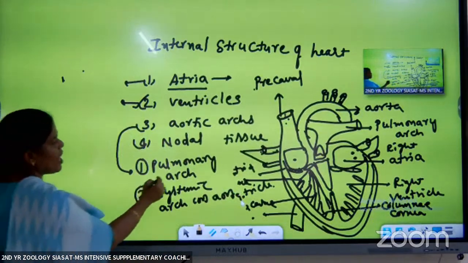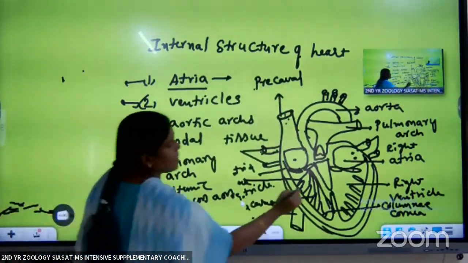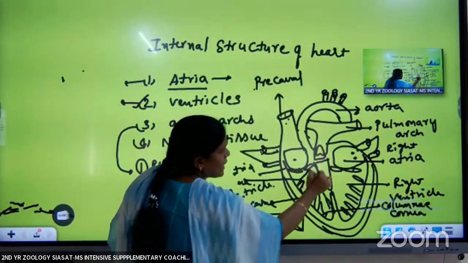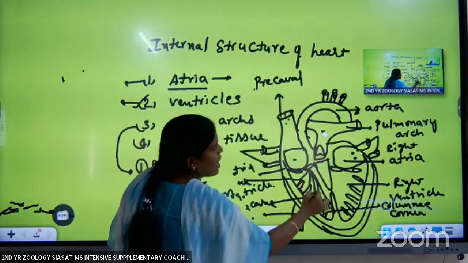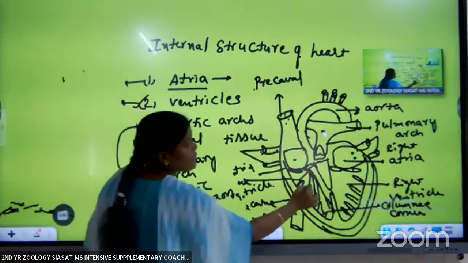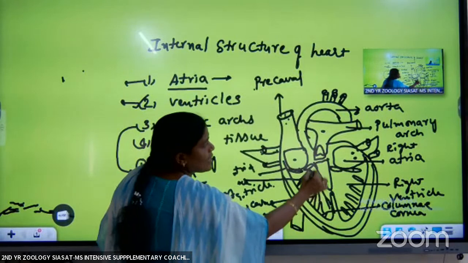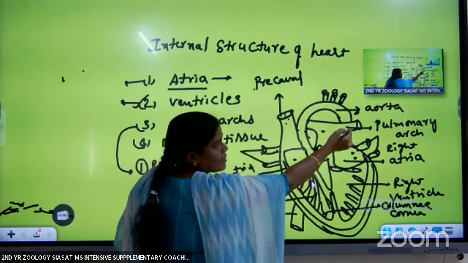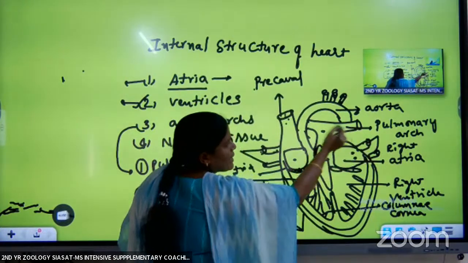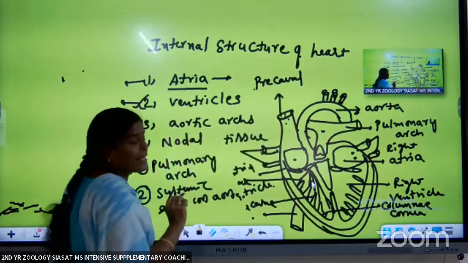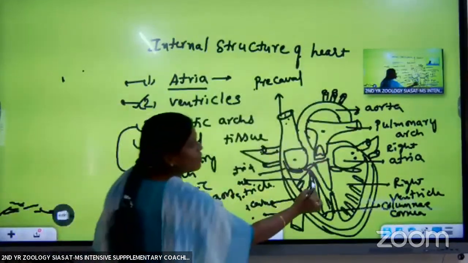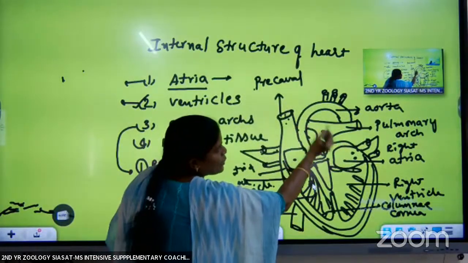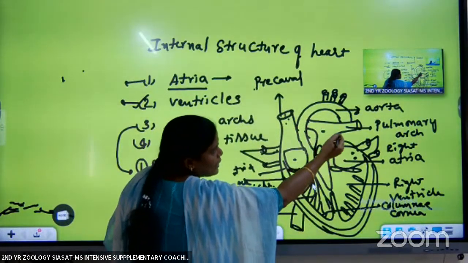What about the pulmonary arch? The pulmonary arch collects the deoxygenated blood. See, this one is the pulmonary arch that arises from the right ventricle, comes out and bifurcates into two. The right branch goes to the right lung and the left branch goes to the left lung, to the respective lungs.